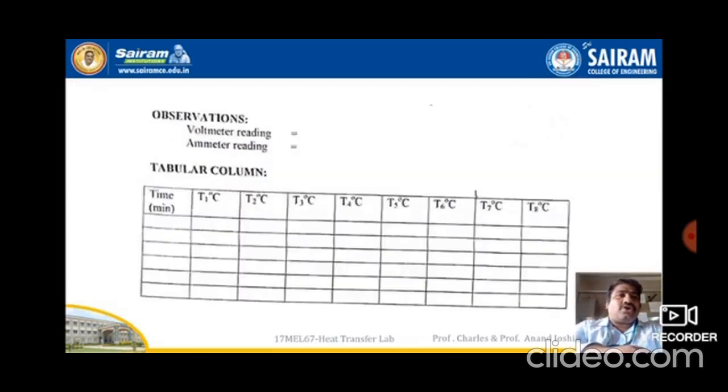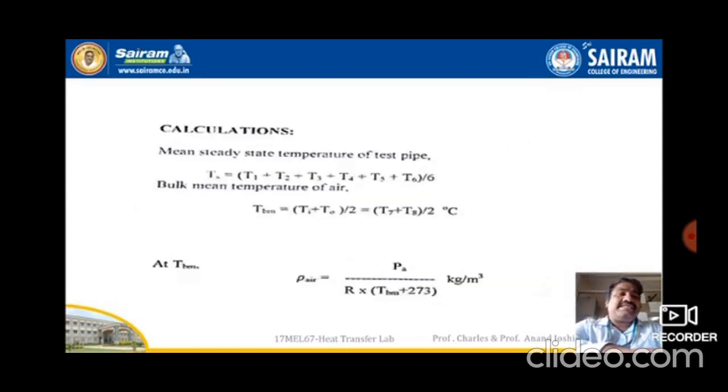So this is the tabular column and observation. In the observation, you have to consider the volt and current readings, which give the heat input, and these are the temperature readings from T1 to T8, recorded for every 10 minutes, until you get the steady state condition.